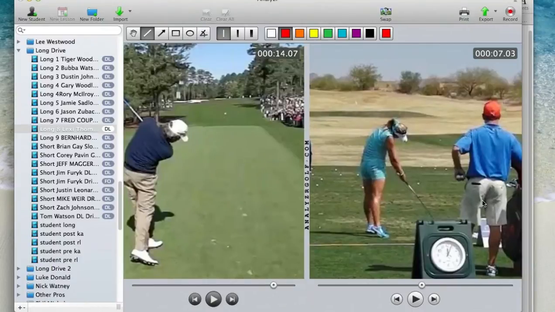But it's definitely going to have an effect on the centeredness of contact and how they control the path.